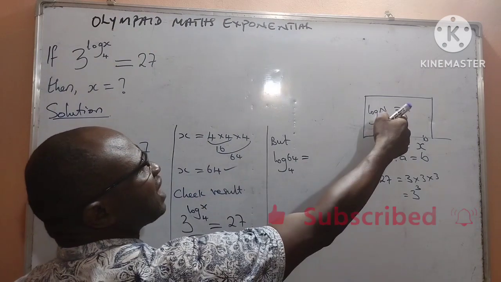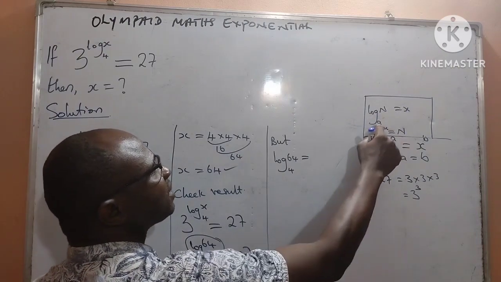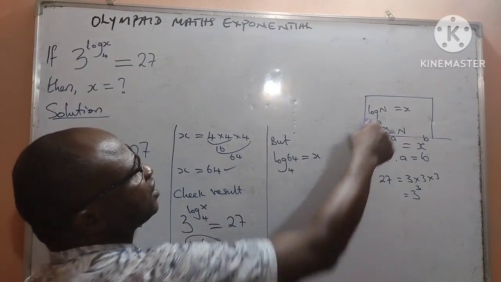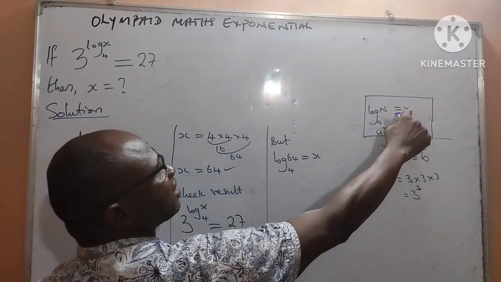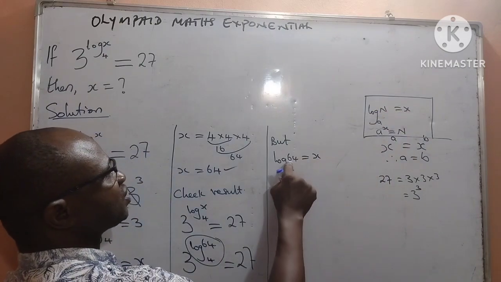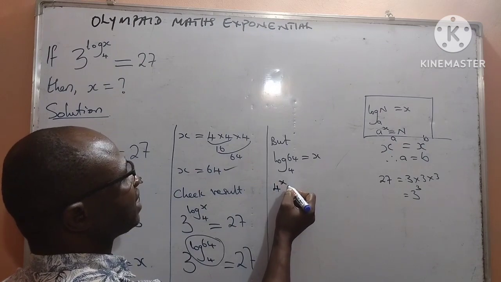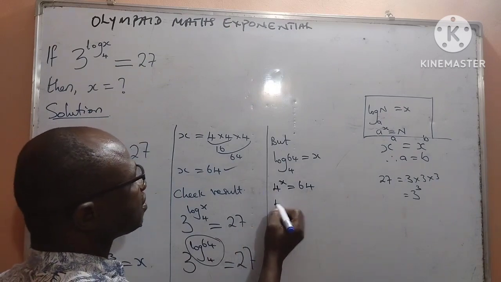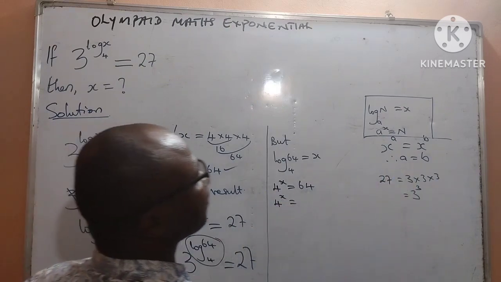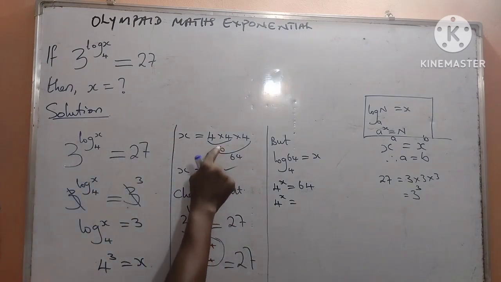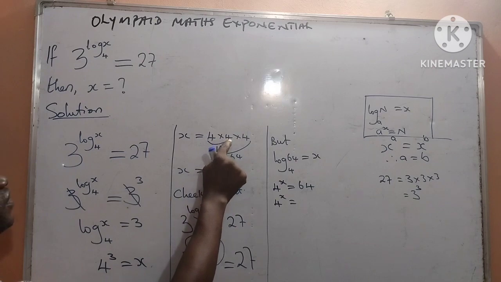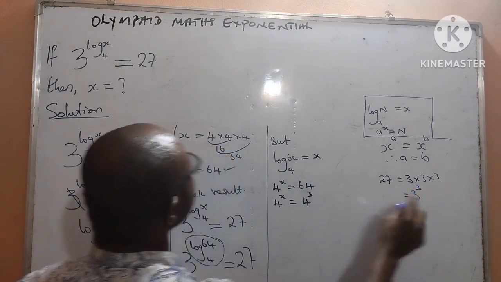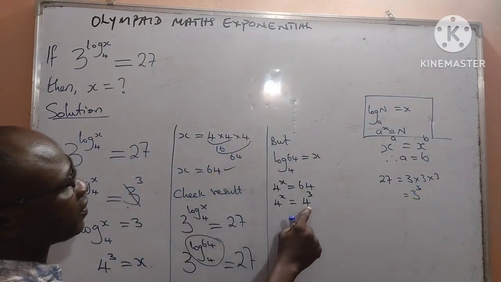Going by that, I'll still apply this definition. Log n base a, I don't know it, it is equal to x. From this definition, a raised to x is equal to n. So 4 raised to x is equal to 64. Beautiful. Now, 64 is the same as 4 times 4 times 4, which is 4 raised to 3.